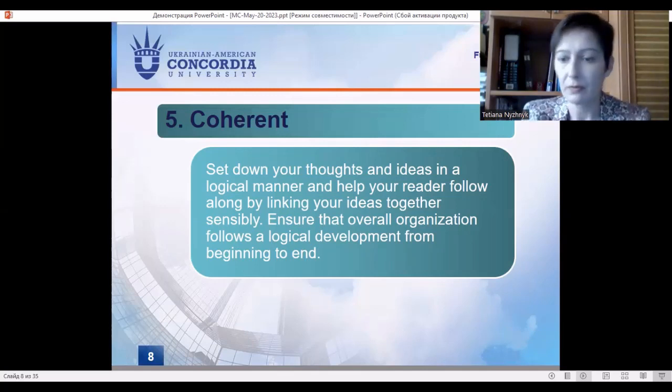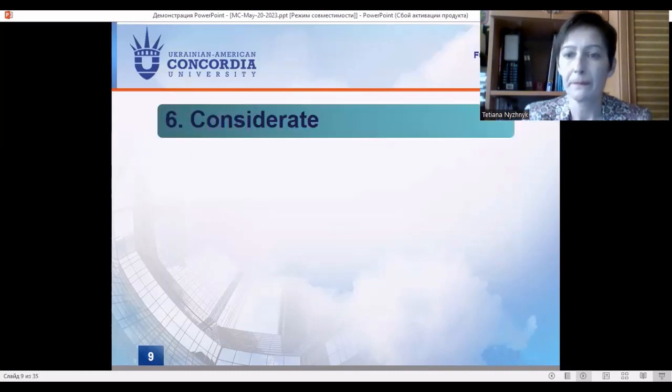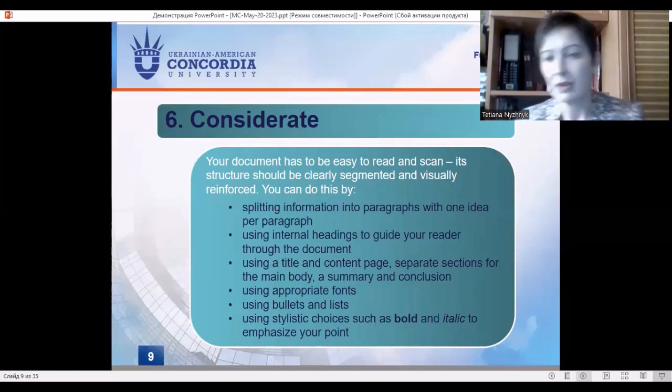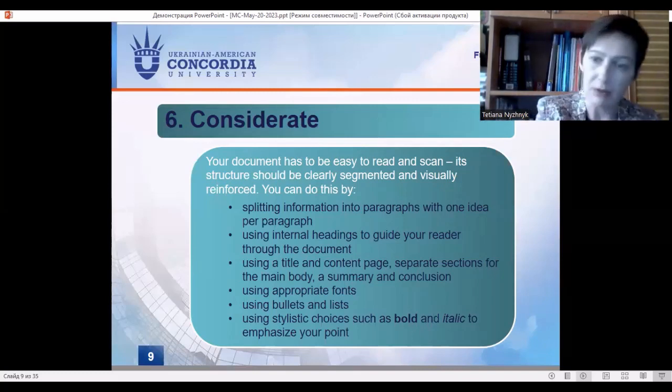Now, let's move on to the 6th principle of good business writing. Whatever you write in the business setting has to be considerate. Now, this is quite a complicated idea here, but as soon as you start reading the explanation, you will see that it only means that your document has to be easy to read and scan. So now we're talking about readability, which is achieved through visual organization, the format and the layout of a document.